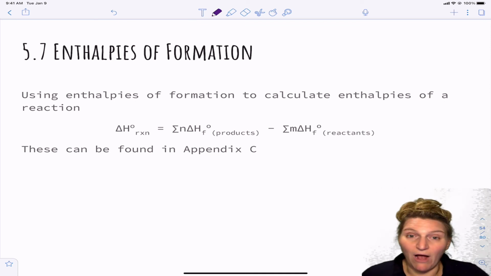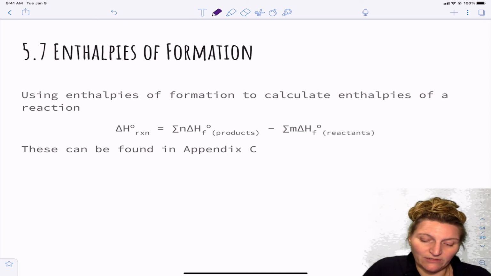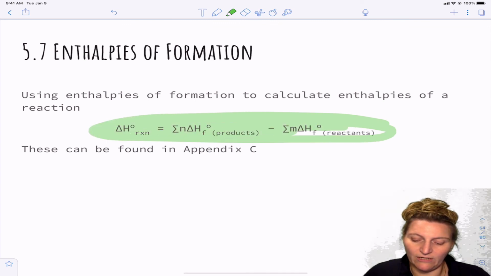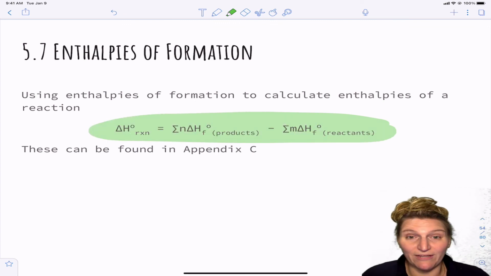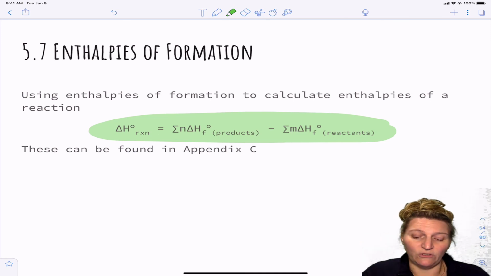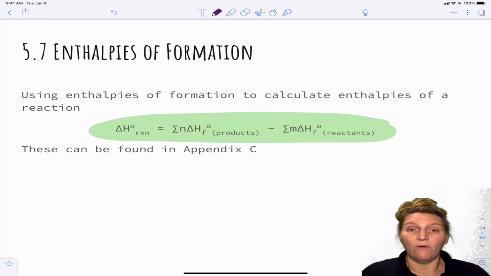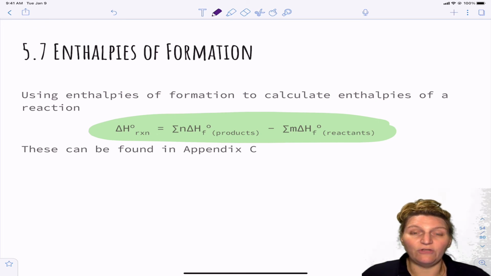So how are we going to do this? Well, this is the formula that we are going to use. This is on your equation sheet. But it's pretty important that you actually have it in your head, because you're going to need to use it a lot. And we're going to use similar equations to this for the unit that comes back around to thermodynamics at the very end of the course.